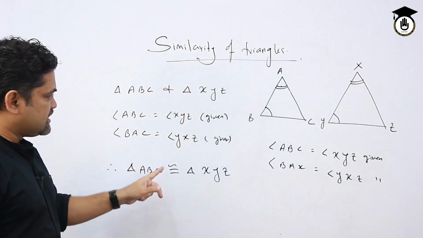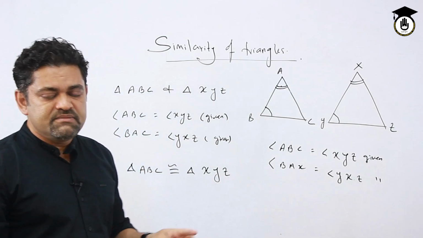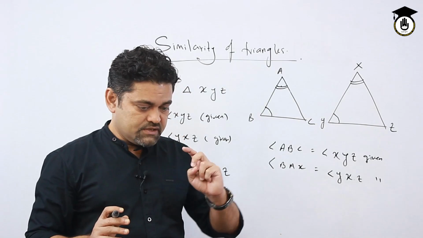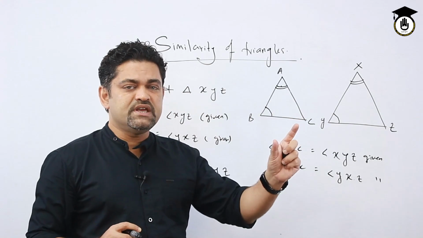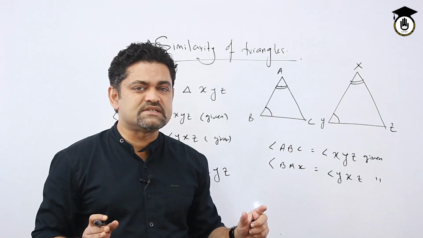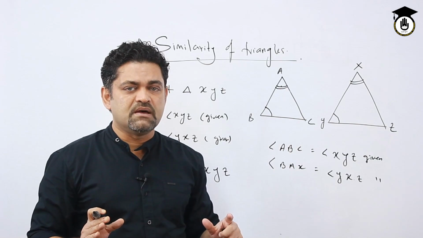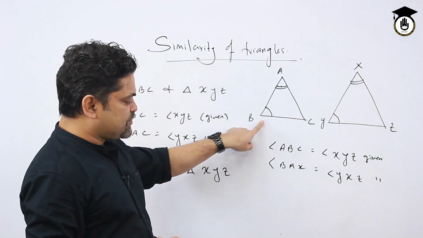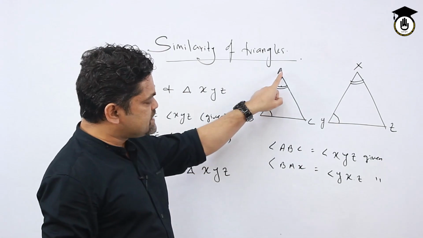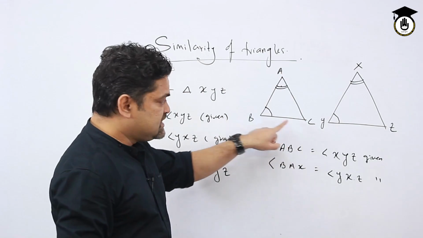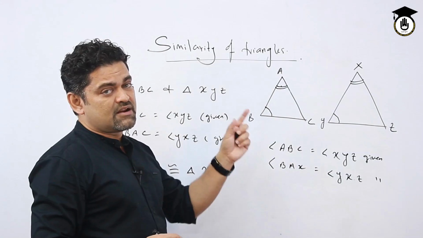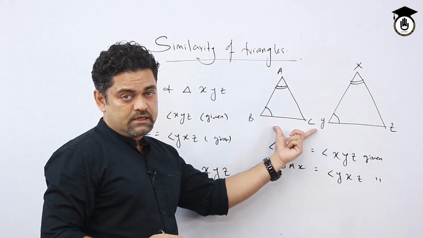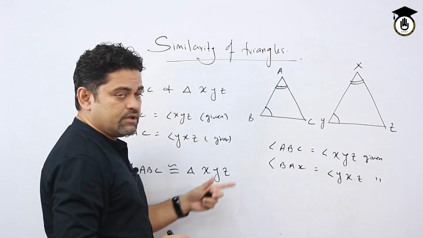If these two triangles are similar, then there is another logic we can say: their corresponding sides are proportional. Here the students need to understand what is meant by corresponding sides. Suppose here is angle B, its opposite side is AC. If two triangles are similar, then their opposite sides are proportionally equal. Let me show you about this.